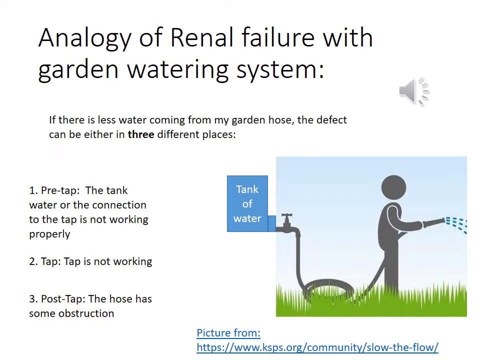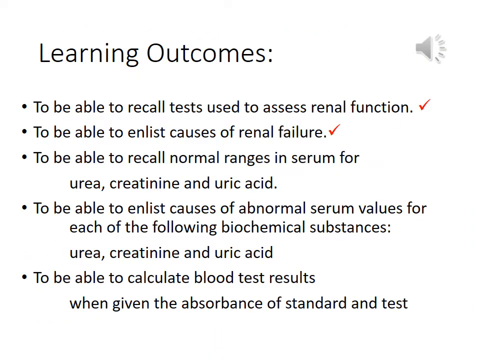Just like this garden watering system, we have pre-renal, renal and post-renal. So we had 5 objectives today. We did the first one: what is this group of renal function tests and which tests does it include? We did the second one, the causes of renal failure. Now we will come to our third objective, which is the normal range of urea, normal range of creatinine and normal range of uric acid.